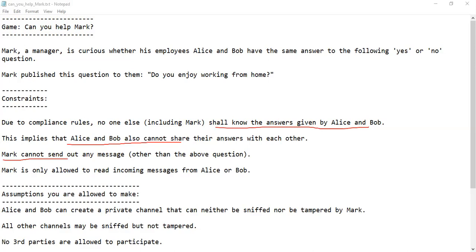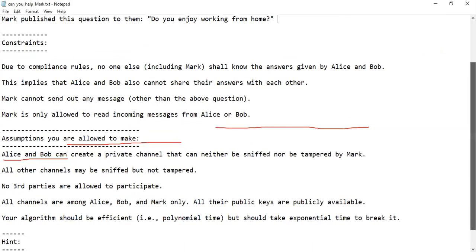In order to solve this problem, you're allowed to make some assumptions. For example, Alice and Bob can create a private channel that can neither be sniffed nor be tampered by Mark. So Mark cannot get into their communication channel, essentially. All other channels can be sniffed but not tampered. So nobody is allowed to edit the traffic, but they can sniff the traffic. And no third parties can be employed. All the channels are only among Alice, Bob, and Mark, right?